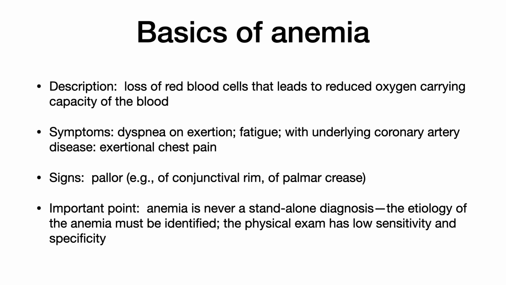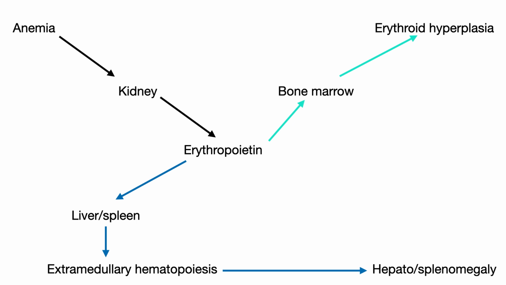But one important point is that anemia is never a standalone diagnosis. If a person's anemic, you have to determine why. You don't just diagnose anemia and stop. The other thing is the physical exam has a very low sensitivity and specificity, and that's why laboratory testing is very important.